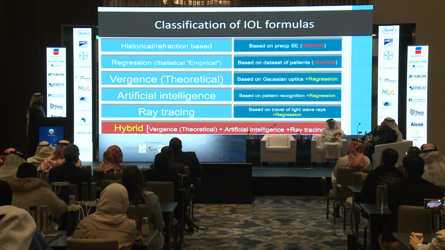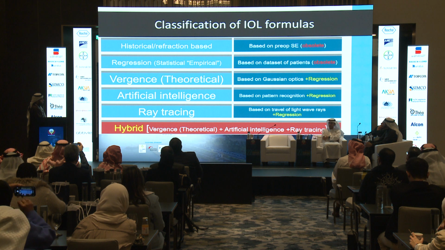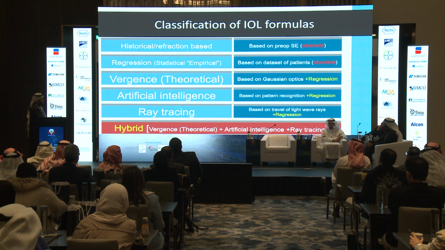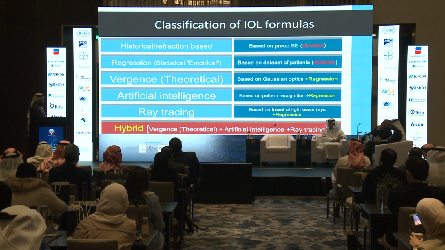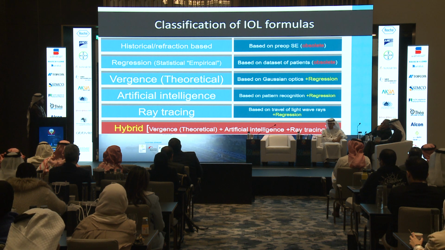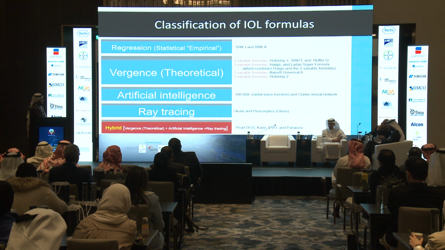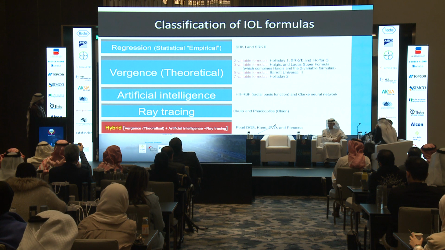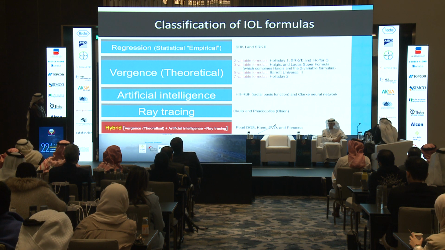IOL formulas. We have different IOL formulas and different techniques to calculate it. We have historical, regression, vergence, artificial intelligence, ray tracing, and hybrid. And the regression and historical are obsolete. And these are examples for each. Regarding the vergence, we have 2 variable formulas. We have 3 variables, 5 variables, 7 variables.